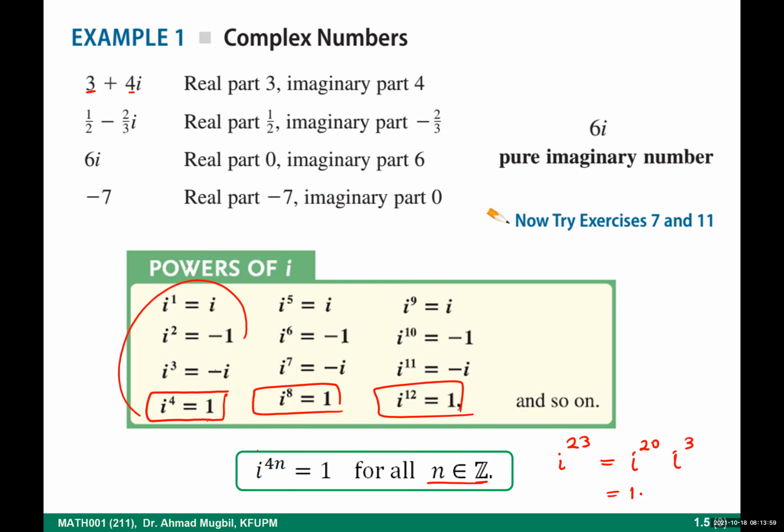You should know this. It is negative i. You can do it however you like. If it is i to the power 123, what will you do? The same idea. It will be i to the power 120 multiplied by i to the power 3. 120 can be divided by 4 exactly. It will be negative i also, the same. So you can find i to any power. Just divide by 4 and the remainder will be the power of i.